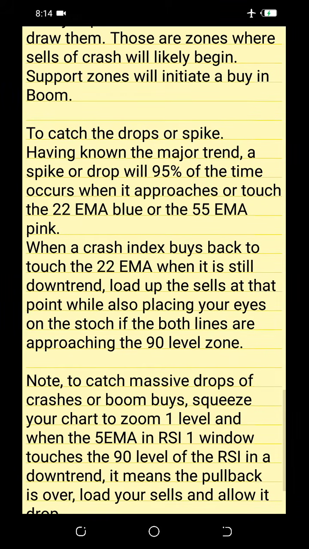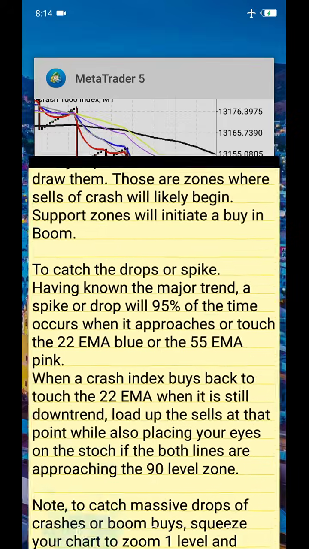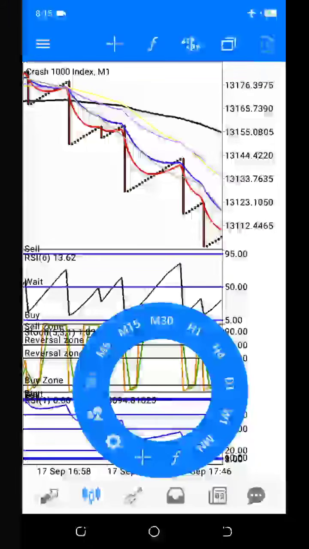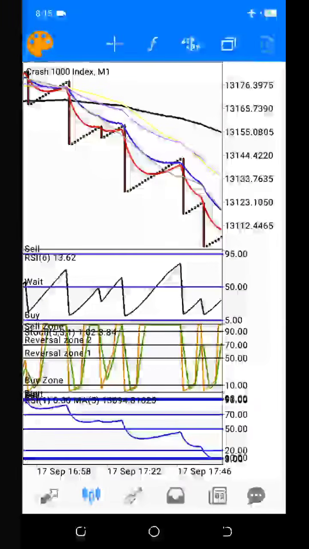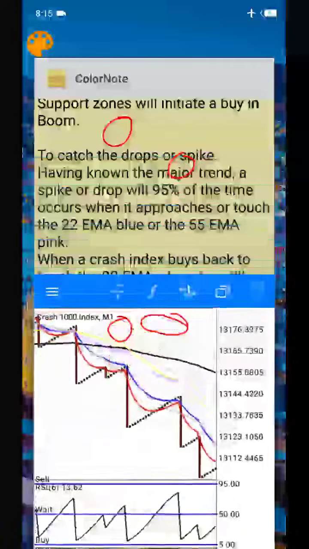And when a crash index pulls back to touch the 22 EMA, that's what I just explained. When it is still downtrend, however, load up the sells at that point while also placing your eyes on the stochastic. If both lines are approaching the 90 level zone, what I mean is that, look at this. I need to explain that, but this is going to be very sweet. As it approaches this place, look at your stochastic. The green and the orange color are at 90 zone, so you have a drop. Every time this happens, you will notice that both of them are almost at the top, so they work concurrently, they work together. So that's the approach. Now that was that.